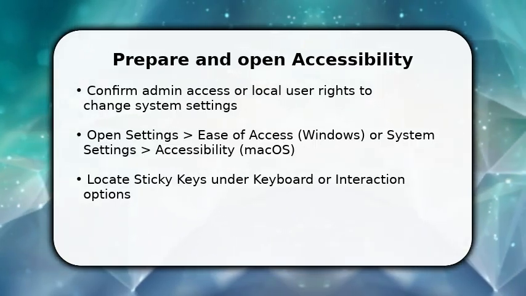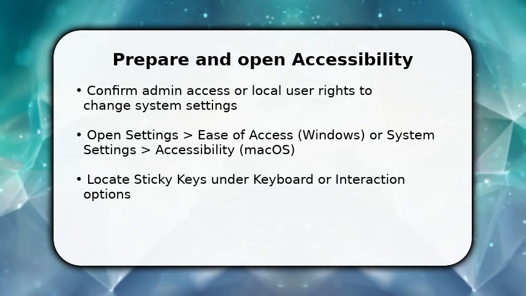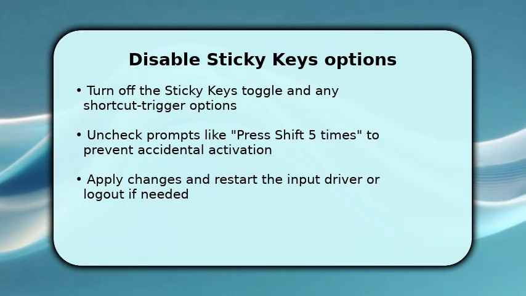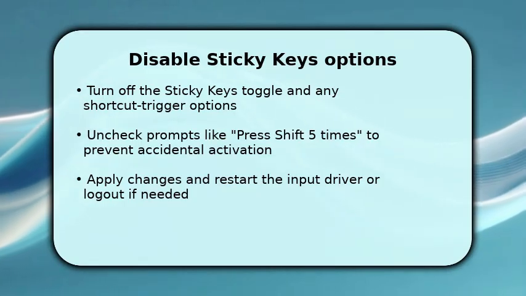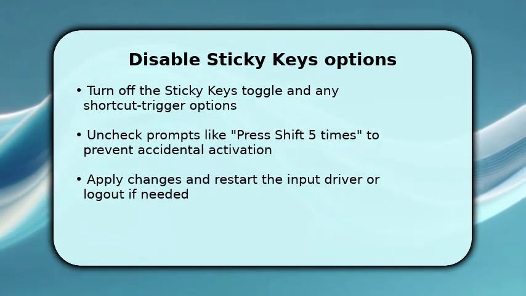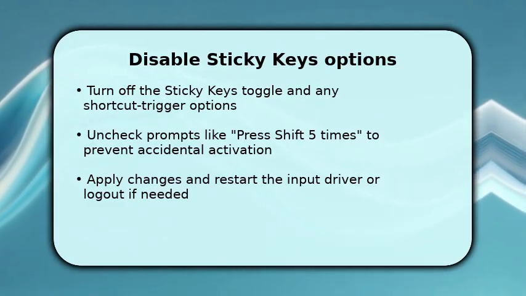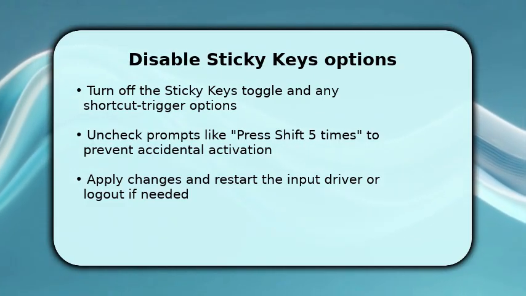Once you've found Sticky Keys, be ready to change switches and explain why each toggle matters for input behavior. Now you disable Sticky Keys and the shortcut that triggers it. Typically press Shift 5 times so it won't re-enable unexpectedly. Toggle off any secondary options such as audio feedback or modifier key locking.